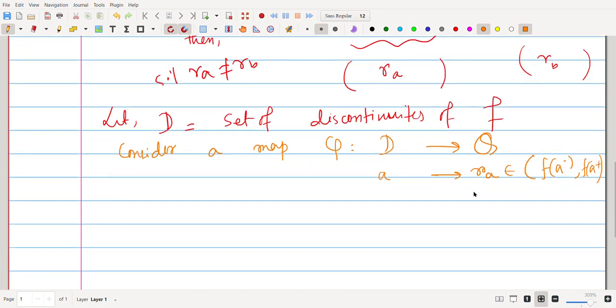So that means you can map it injectively. If a is not equal to b here, you can always find Ra not equal to Rb here. So that means it is an injective map.